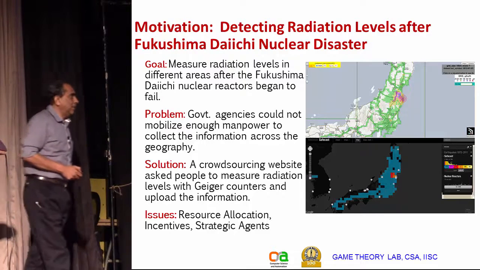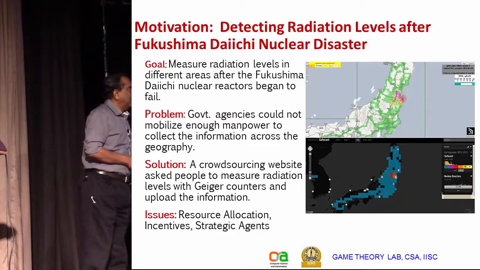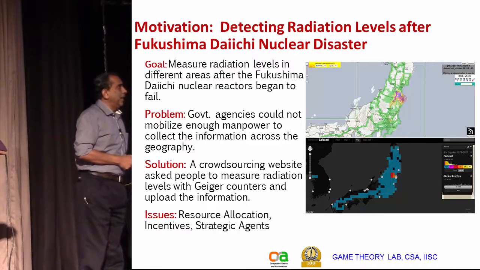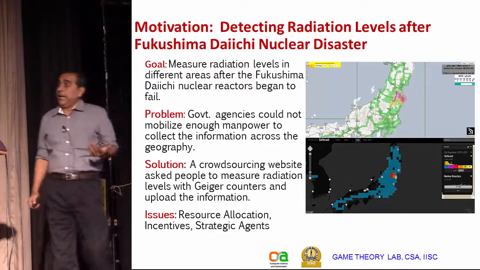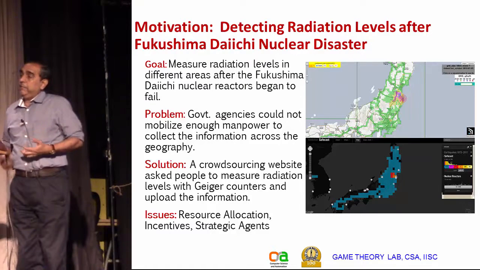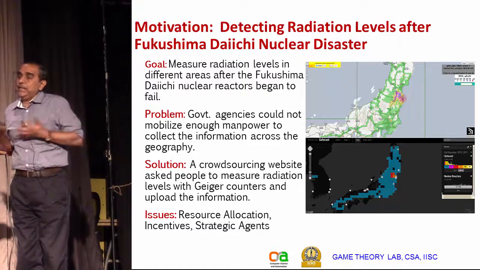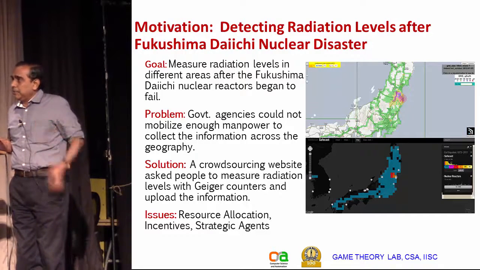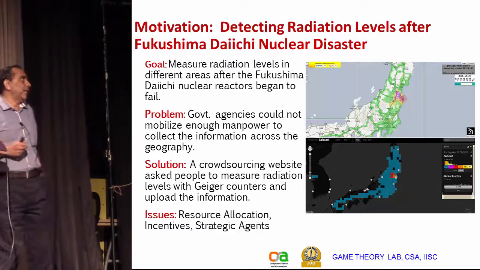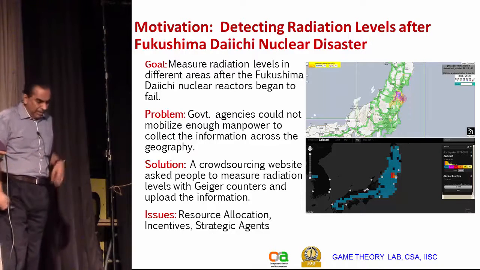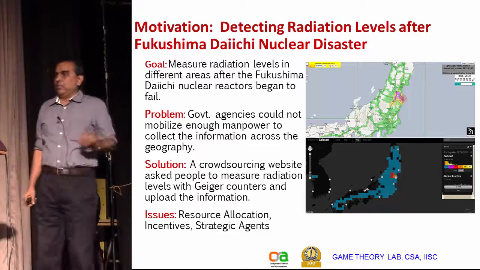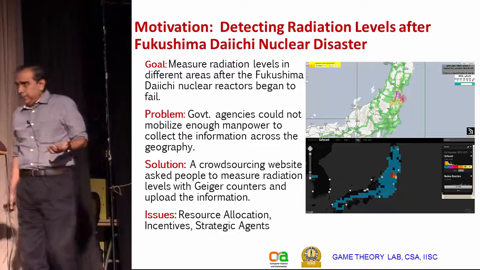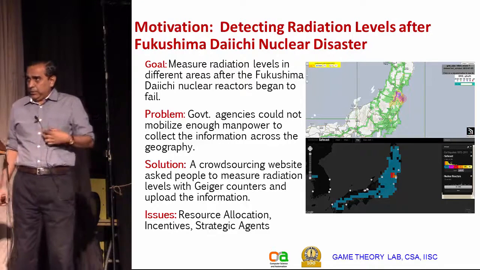All of you would have heard about the tsunami in Japan, the Fukushima Daiichi nuclear disaster. So what happened here was in 2011, there was this problem to measure the radiation levels in different areas after the nuclear reactors began to fail. They wanted to find out the extent of the radiation level and also the damage that was caused by the failure of these nuclear reactors. But the government agencies were simply not able to mobilize enough resources, meaning the human resources, for doing that.